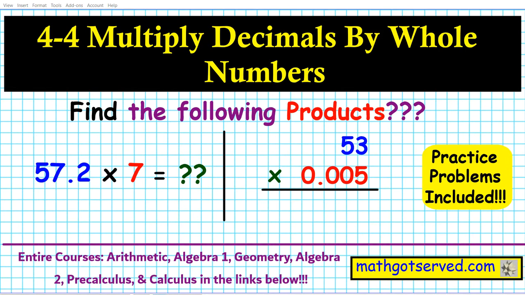In this clip, we're going to be going over how to multiply decimals by whole numbers. The types of problems we're going to be covering in this presentation are given here: 57.2 multiplied by 7 and 53 multiplied by 0.005. Don't forget, we have some practice problems at the end of this presentation that we'd like you to try out in order to demonstrate mastery of the contents of this tutorial.